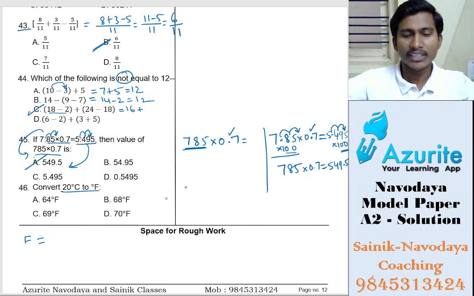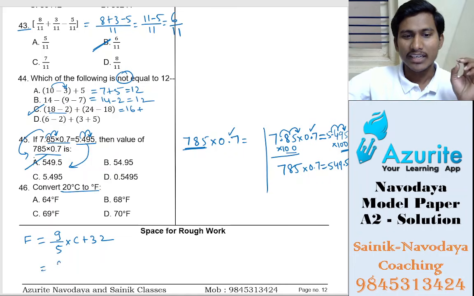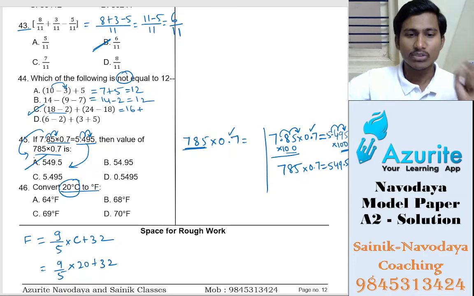So what is the formula here? Fahrenheit is equal to 9 by 5 times Celsius plus 32. So here 9 by 5 into the Celsius value, how much is that? That is 20. So write 20 here plus 32. Now if you cancel it, you will get the answer.